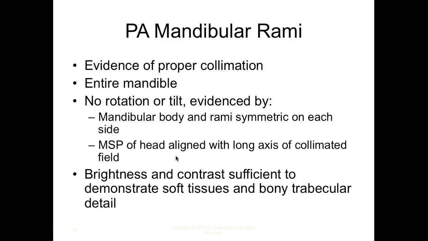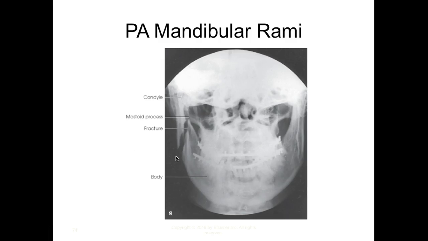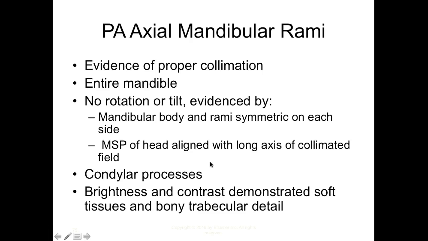All right, so evaluation. So evidence of proper collimation. So you want to see the entire mandible and your rami, PA, no rotation or tilt. And the way we know if there's rotation or tilt, we're looking for the mandibular body and the rami to be symmetric on both sides. The MSP of the head is aligned with the long axis of the collimated field, and your brightness and contrast sufficient to see the bony trabecula, which I don't think they really have here, but we do have a problem. So you can see there's a large fracture through the ramus. This patient, they're aware of it. This patient's wired shut, so they can't move their mandible at all.